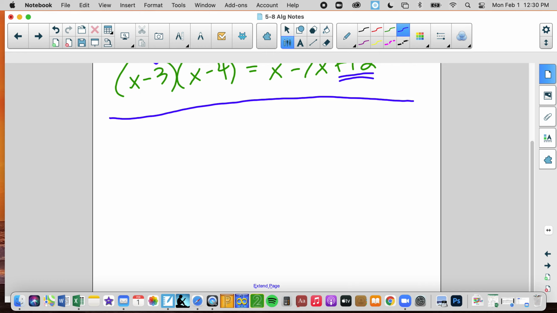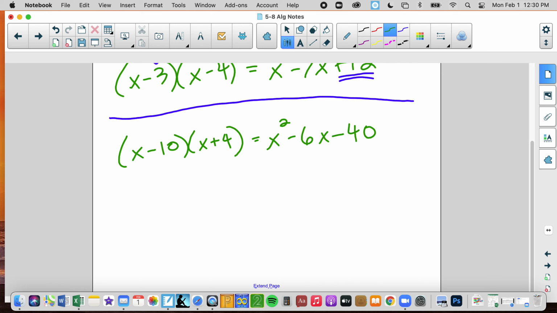So when would this second sign be negative? What would produce a negative? Well, let's look at an example. x minus 10, x plus 4. That would produce x squared minus 6x minus 40. And the reason this is negative is because we multiplied a negative 10 times a positive 4. We notice that the signs are different. The only way you get a negative through a product is if one is positive and one is negative.